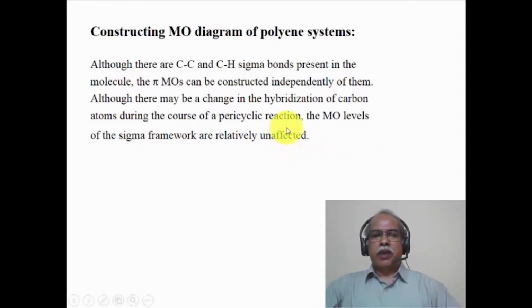Now, although there are sigma framework and CH bonds present in every organic molecule, it is the pi framework that is important in the pericyclic reaction. So the construction of the pi molecular orbital can be taken independent of the sigma bonds, namely the C-C sigma bond and the CH sigma bonds. Although there may be hybridization changes during the course of the pericyclic reaction, the molecular orbital levels of the sigma framework are relatively unaffected. So one can independently treat the pi molecular orbital, just like you would do by Huckel molecular orbital theory, for example, without bothering much about the carbon-carbon sigma bonds or the carbon-hydrogen sigma bonds which may be present in the molecular system.